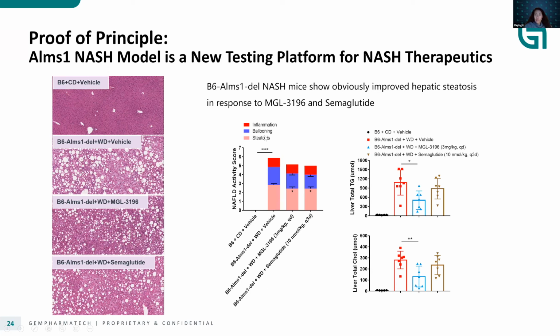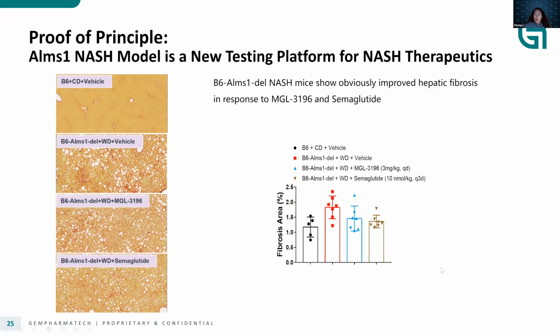And then when we do the NAFLD activity score, the different colors are indicating different aspects of the NASH. So the pink at the bottom is steatosis. The purple blue is for ballooning. And then the red on the top is for inflammation. So both of the two drugs were effective in terms of reducing the NASH phenotype in these animals. And then finally, these two panels show the reduction of total liver triglyceride and cholesterol in these animals.